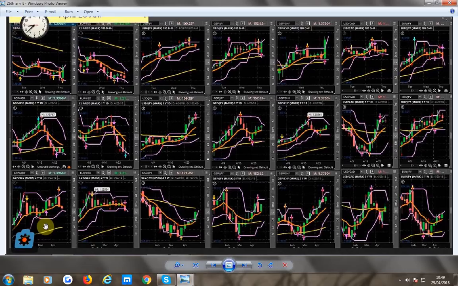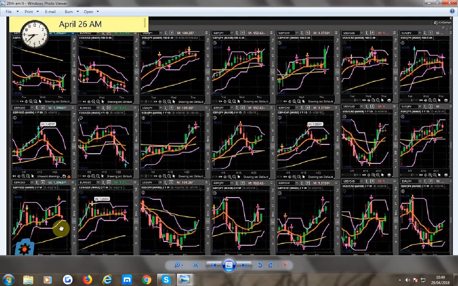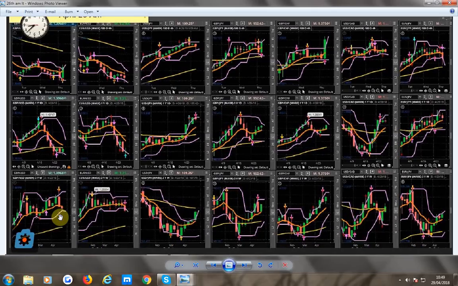Basically, what you should have done with the GU is, if you'd seen this on the April the 26th AM chart, you've got this red yellow here on the weekly, so you're wanting to take the trade down, not up with the bounce. I know you see this and you think, oh, it might be going up. Forget that. This is the direction you go.